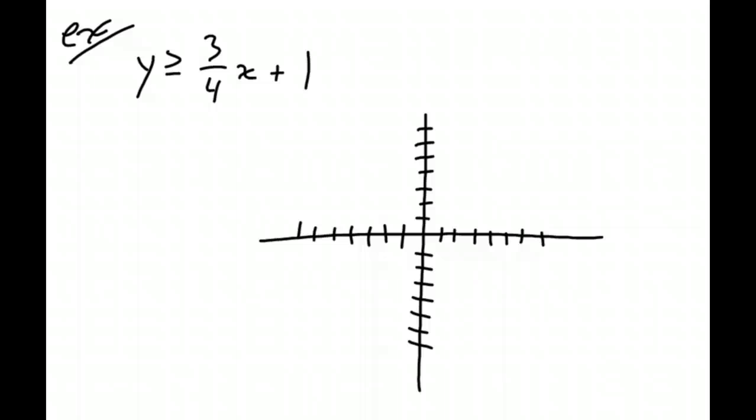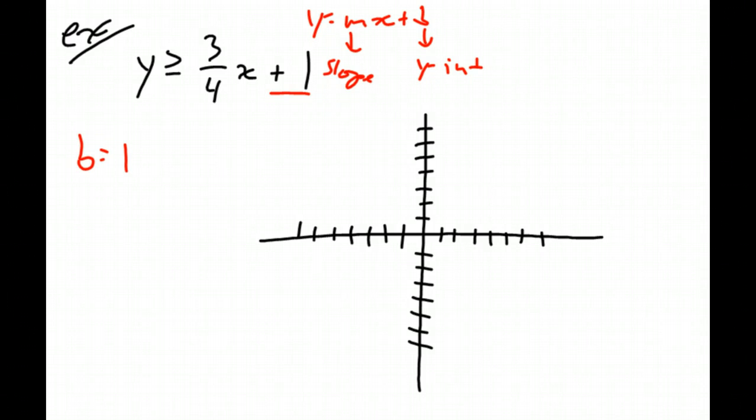We are trying to show y is greater than or equal to 3/4 x plus 1. In order to graph these lines, you're going to do the same thing as your y equals mx plus b, like I just talked about. M is still your slope, b is still your y-intercept. You're going to use these two things to graph. Don't forget, you put your y-intercept on your graph first. In this case, our y-intercept, or our b, is 1. Our slope is 3 over 4.